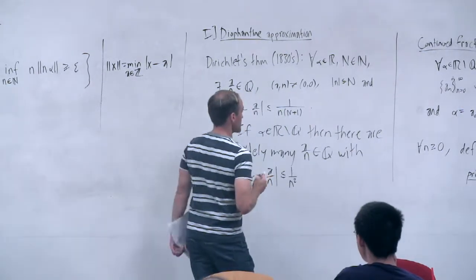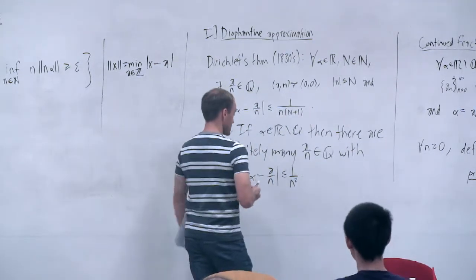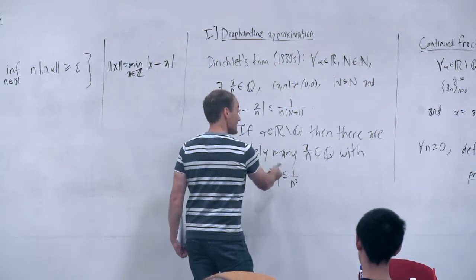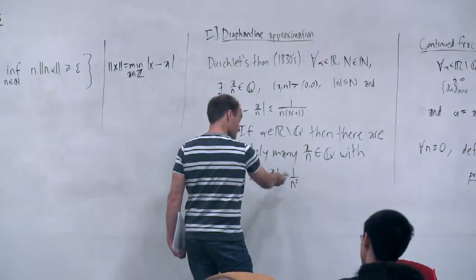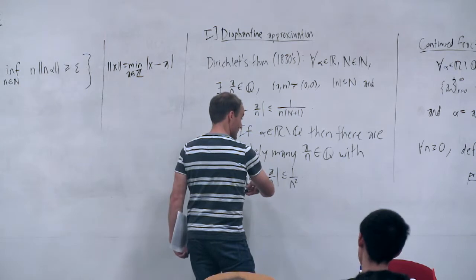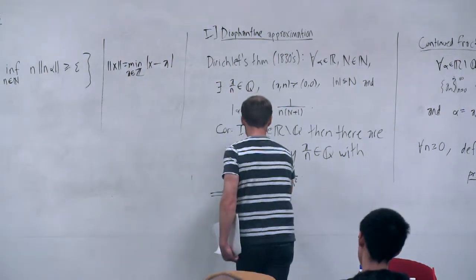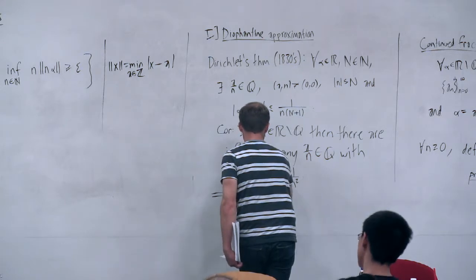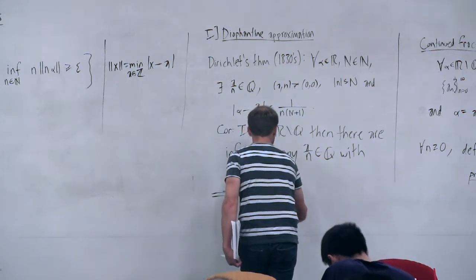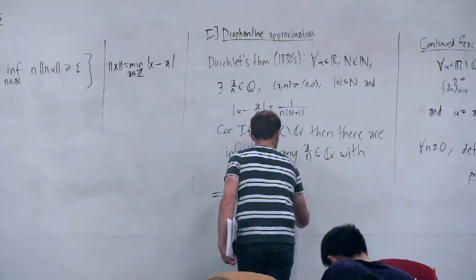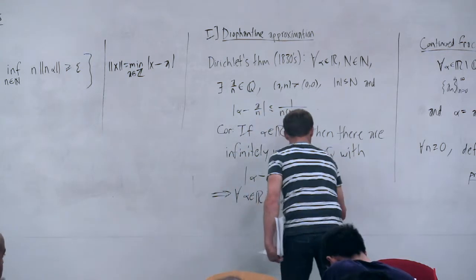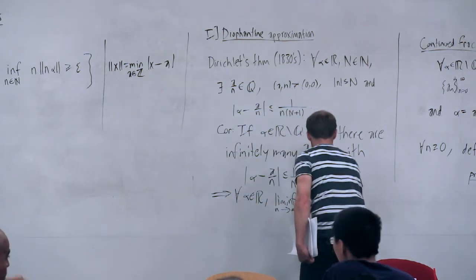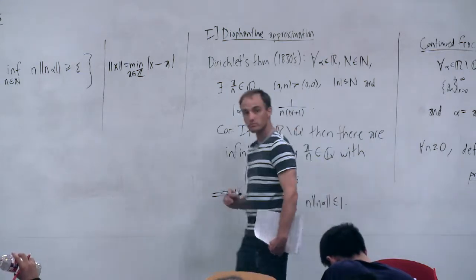So this corollary says that for every alpha, you can find infinitely many fractions with distance from alpha to a over n bounded above by 1 over n squared. If you multiply both sides of this inequality by n squared, you can restate this by saying for any alpha in R, the lim inf as n tends to infinity of n times the norm of n alpha is less than or equal to 1. Okay?